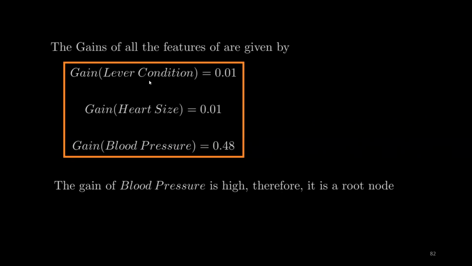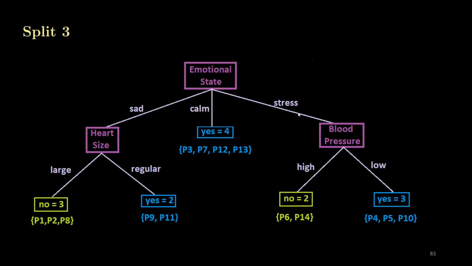So these are the information gain for our third split for the features liver condition, heart size, and blood pressure. We see that the gain of blood pressure is high, so it will be our next node for the split. So blood pressure is high here, that is the information gain is high. So we are using blood pressure as our next root node just for this split.